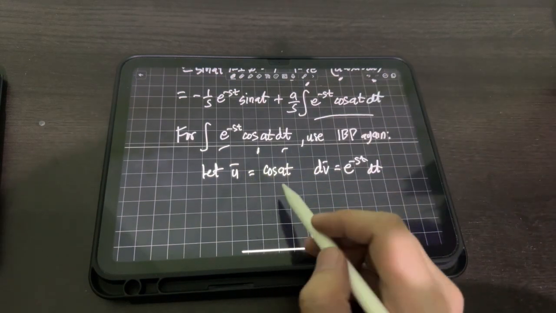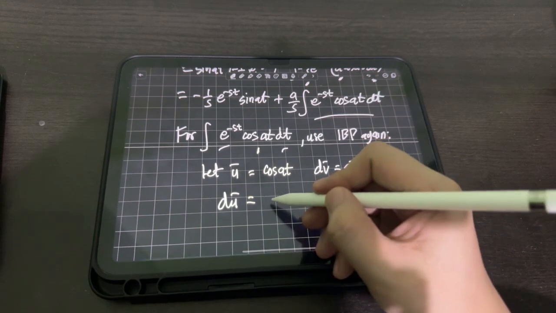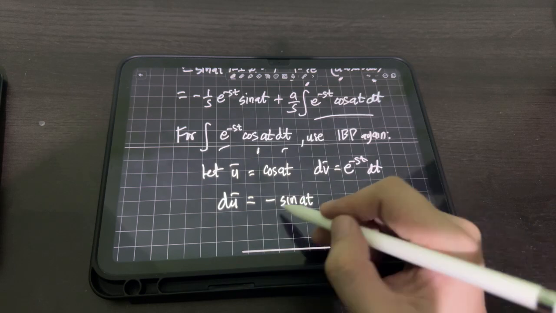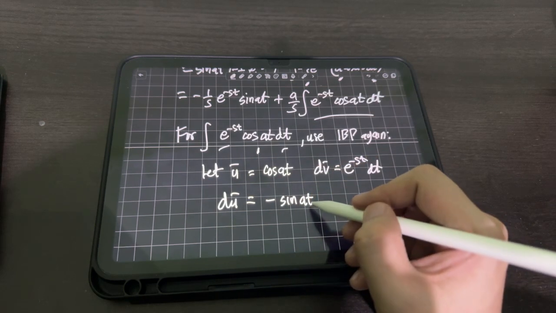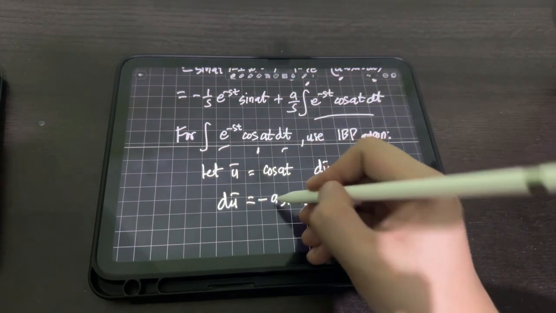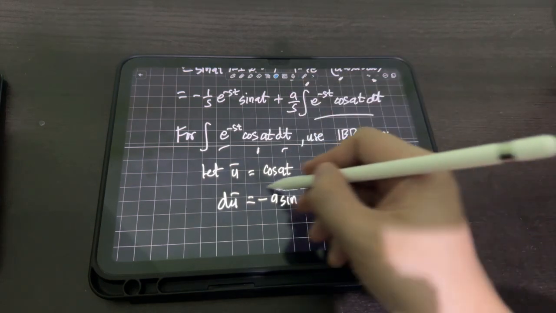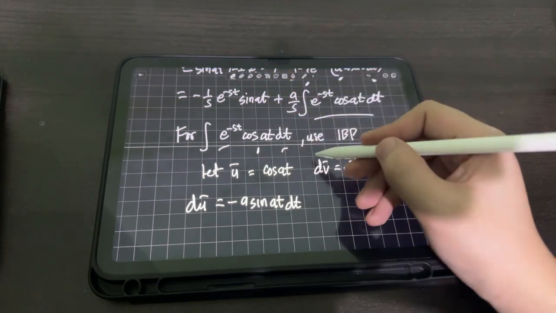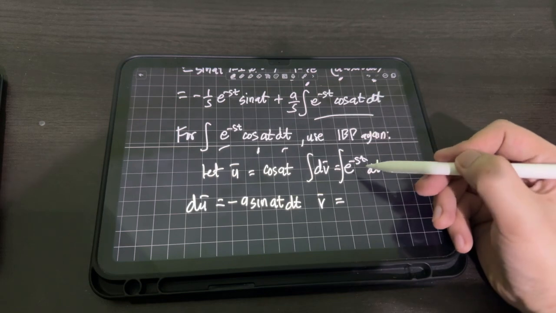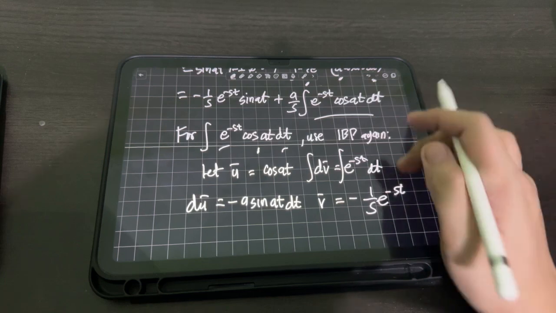So differentiating u bar, that's du bar. Differentiating cosine at, that's negative sine at, right? But applying the chain rule, we still need to multiply by the derivative of at, which is a. So let's put the coefficient in front. We have negative a sine at dt. Then for dv bar, we integrate both sides. The integral of dv bar is v bar. Then the integral of e to the negative st dt again is negative 1 over s e to the negative st.